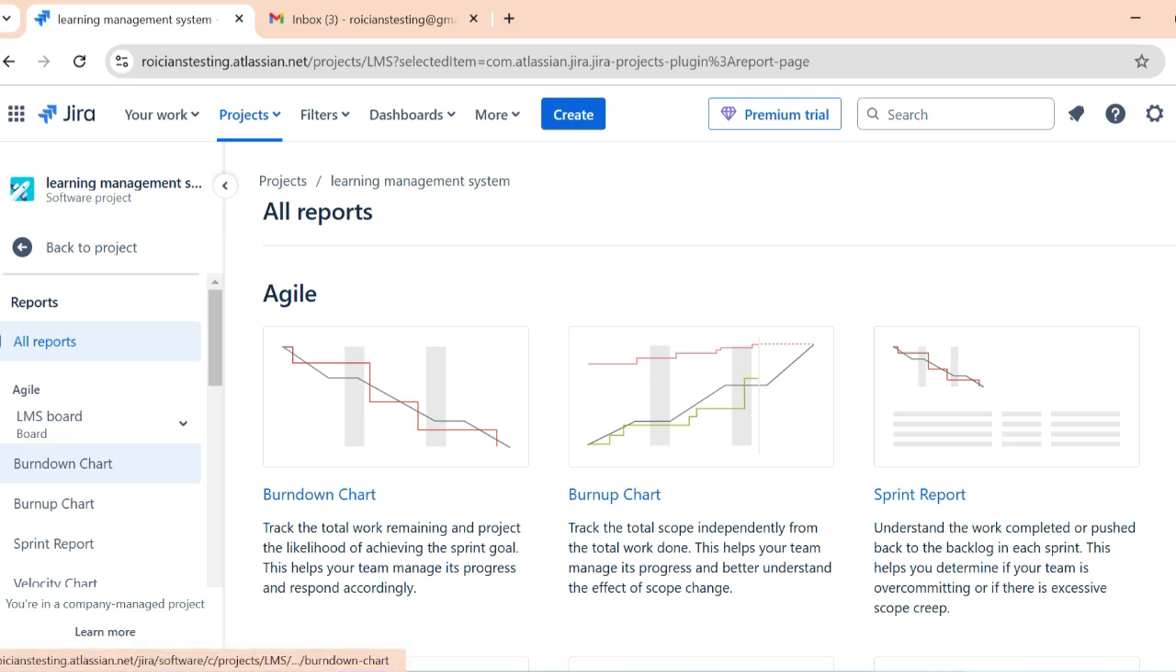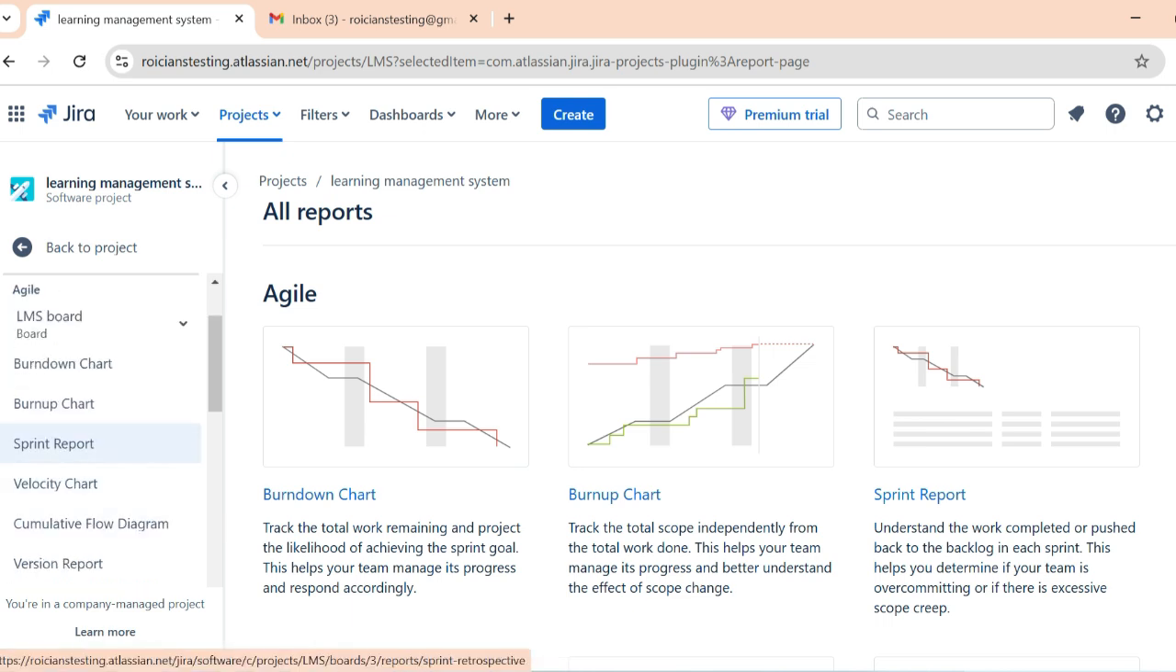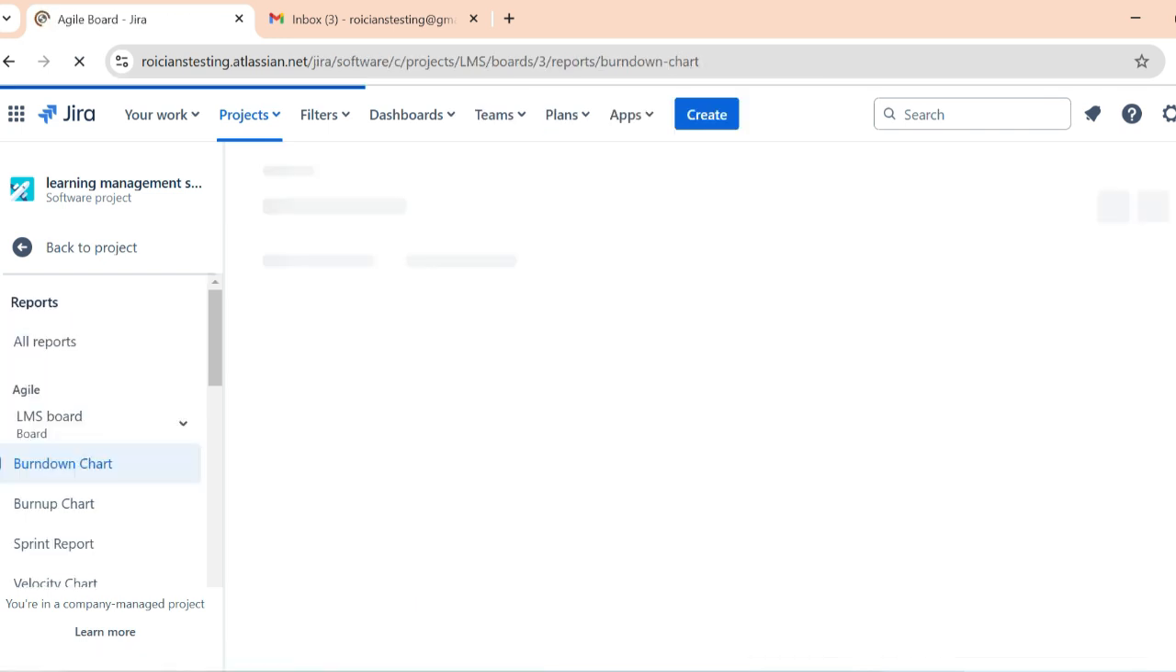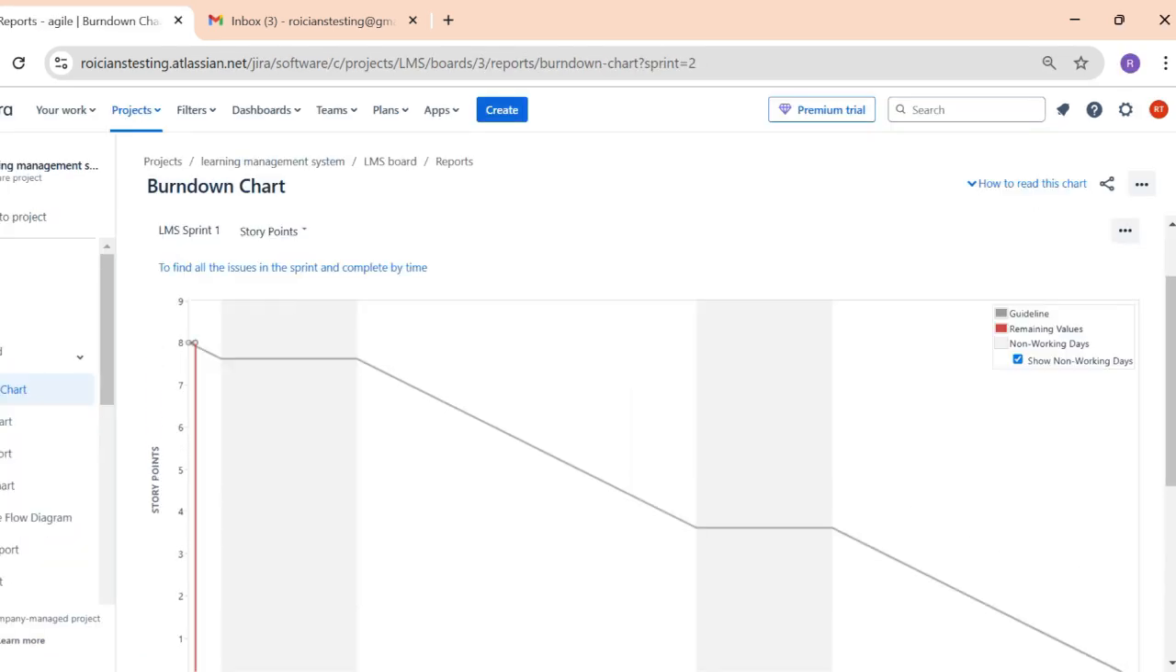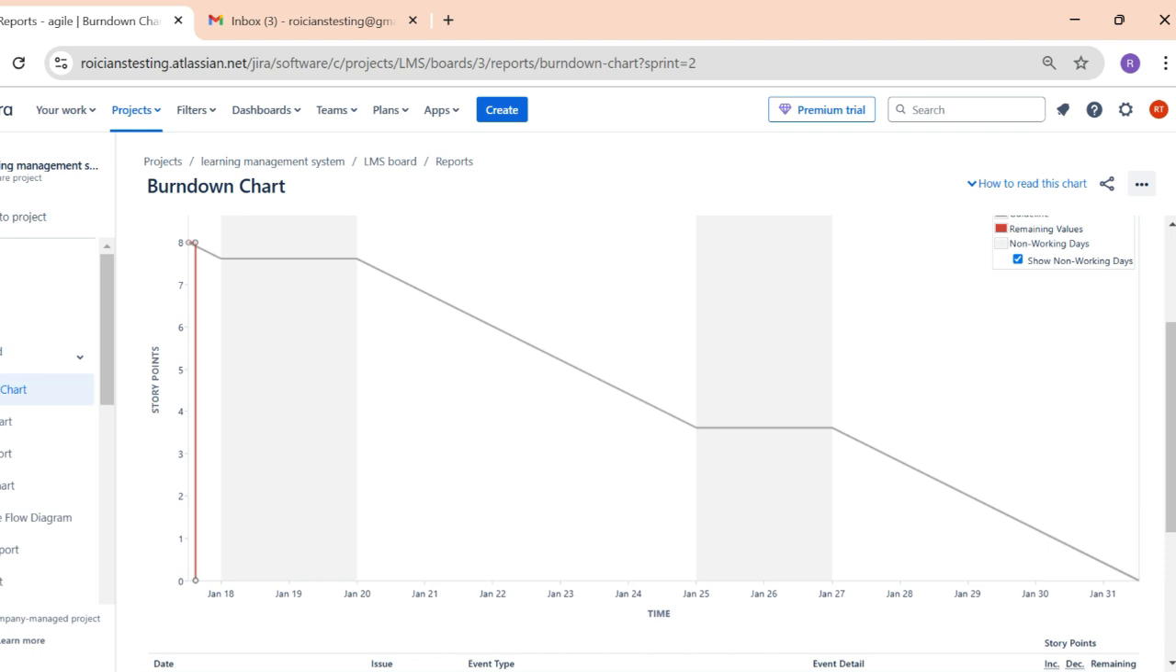Epic reports, burn down chart, burn up chart, sprint report, velocity chart, and so on. Let's read this burn down chart. I click on it. So this is the burn down chart we have. Now what is expected out of this chart is, see, this axis here is story points and this axis here is a timeline. We were supposed to complete 8 story points in 10 days.